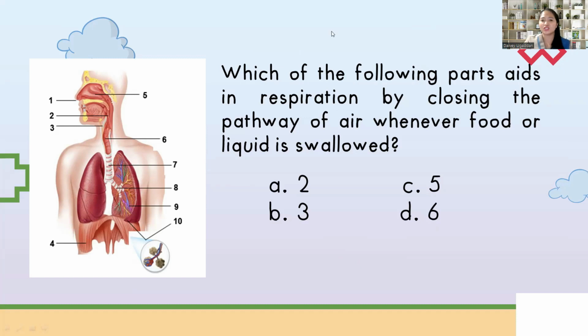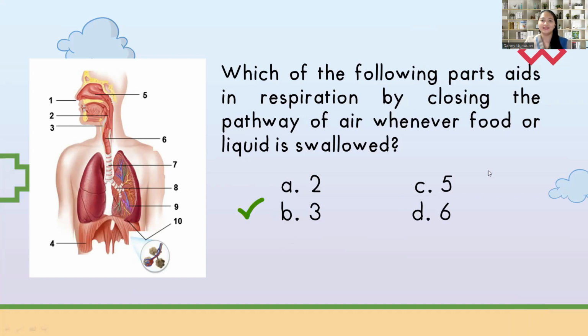Now, the question here is which of the following parts aids in respiration by closing the pathway? So, meaning it has something to do with the swallowing. So, we only have 2 and 3. So, 2 is pharynx, while 3 is the epiglottis. So, pharynx is your throat or the back of your mouth. This is where the food is being dumped as you swallow it. So, it is not the pharynx which helps in the closing of the pathway of air. It is the epiglottis, which is number 3. Okay? So, the correct answer is letter B.